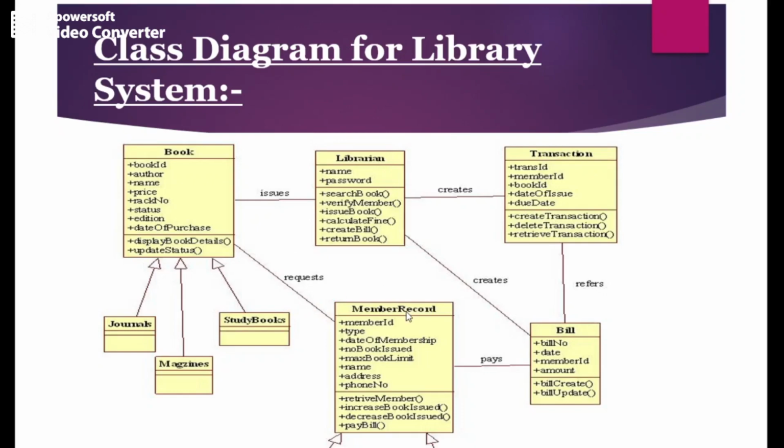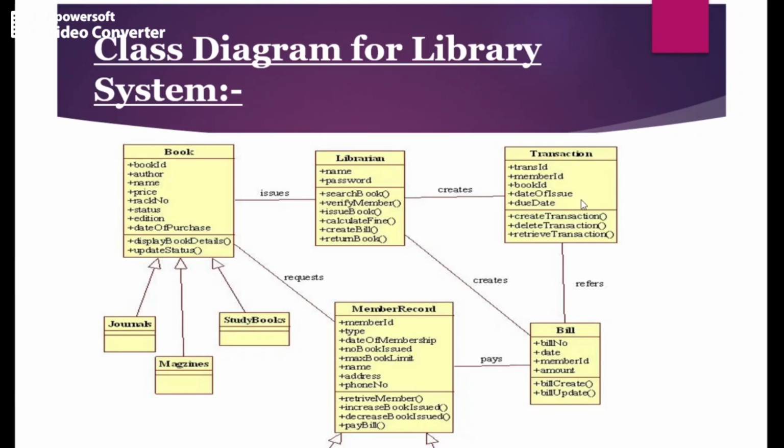Okay. And then we have the member record class. What is this one? This indicates aggregation. You know that this indicates aggregation. Here also it is aggregation. See, book means different categories of books. It can be journals, magazines, study books. So this notation indicates aggregation. Here also, member record. Member record means it will store all the details of the members. Who are the members? It can be student. Even the faculty can also borrow the book. So this is aggregation.